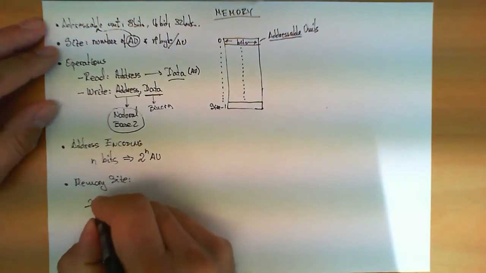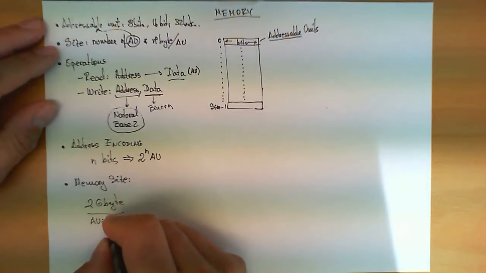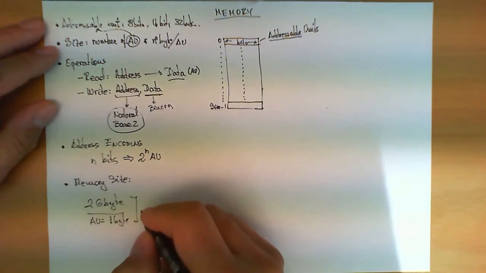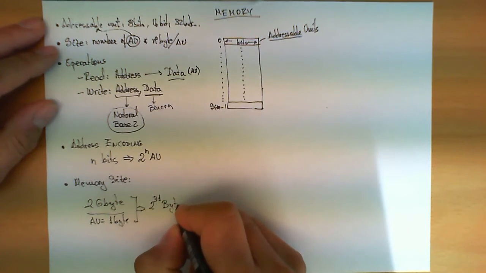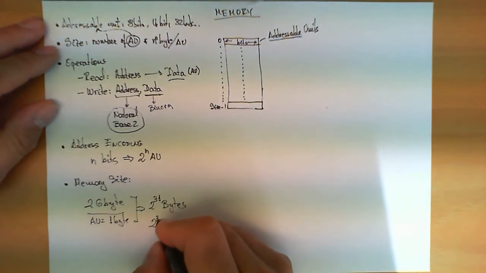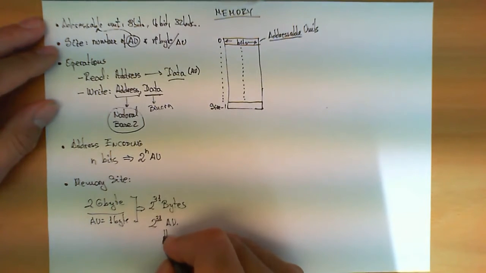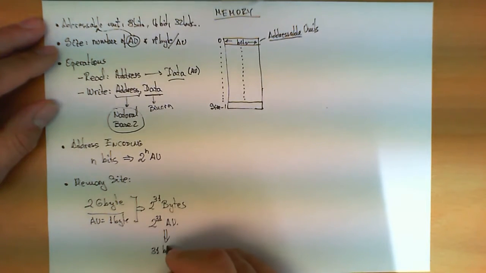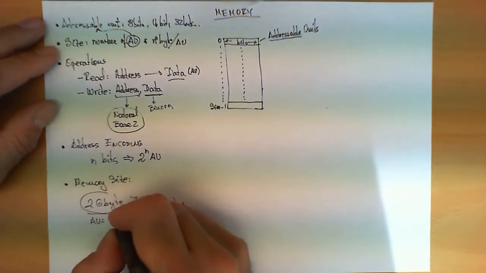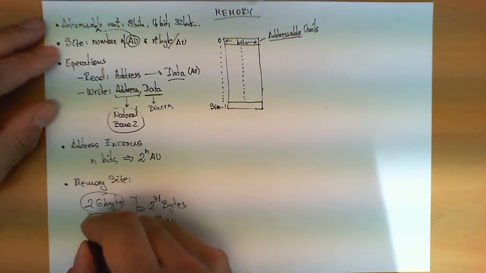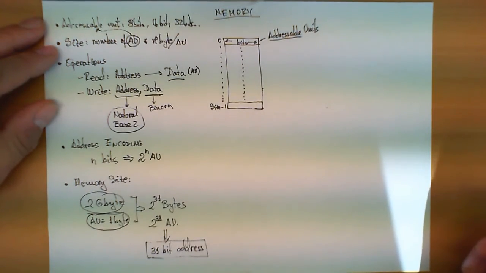Let's see an example. Suppose we have a 2 gigabyte memory, and suppose the addressable unit is 1 byte. So in this case, what we have is 2 to the 31 bytes possible, and 2 to the 31 addressable units. And therefore, what we have is a 31-bit address. So, given the size of the memory and the size of the addressable unit, we can deduce the number of bits that are being used to encode the address.